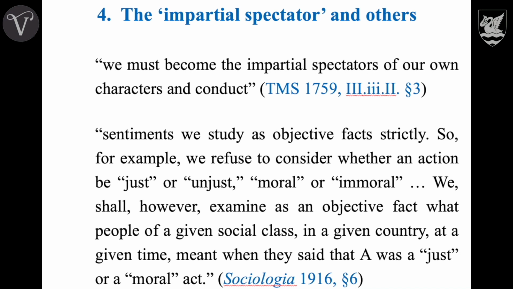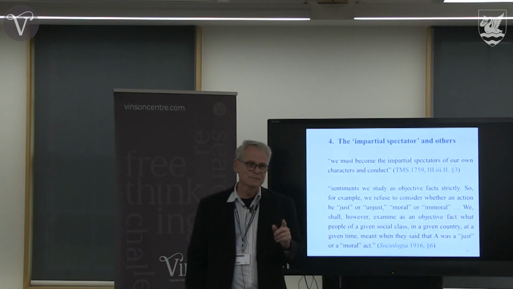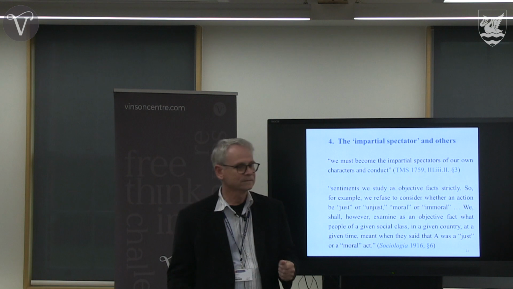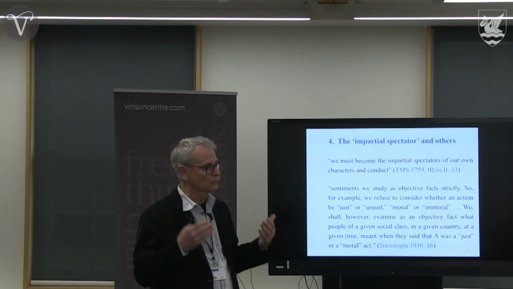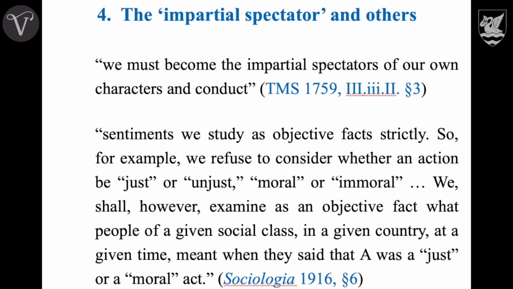The impartial spectator. This is a quote from Smith, and I think it's important. We must become the impartial spectators of our own characters and conduct. Now, this is where the argument that Smith is fundamentally positive in trying to understand moral reasoning breaks down, in my judgment. You've got a statement which is as normative as you can get. So there's a presumption there that we have to behave in a certain way. A positive statement would ask, do we let the impartial spectator affect our own character and conduct?